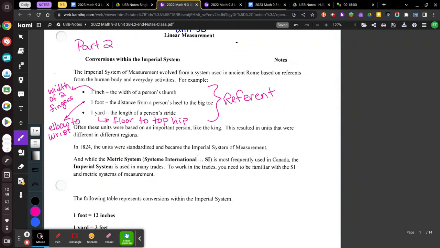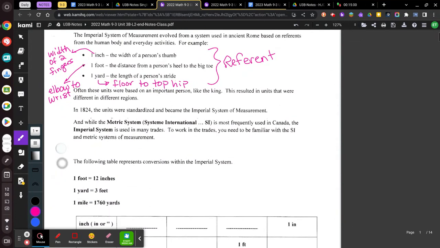So it says we often use these ones, and an important person like the king wanted to have different units. Okay, so in 1824, the units were called the System International of Measurement. It's the imperial system of measurement. While most frequently here in Canada we use the metric system, many trades and many things that we measure are in feet, inches, miles. So the United States, the USA, they use the imperial.